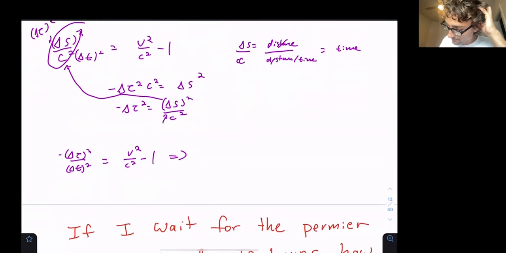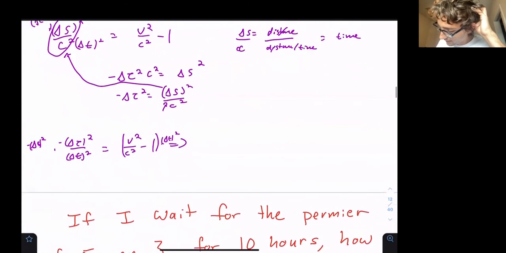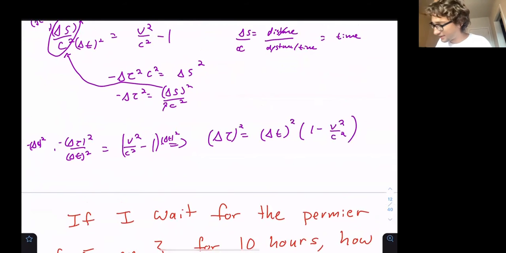And then by multiplying both sides by minus dt squared, I get delta tau squared in terms of delta t squared. And I'll explain what this tau means. Essentially, this delta t is the time of the observer at rest, or let's just say the time of the twin at rest.